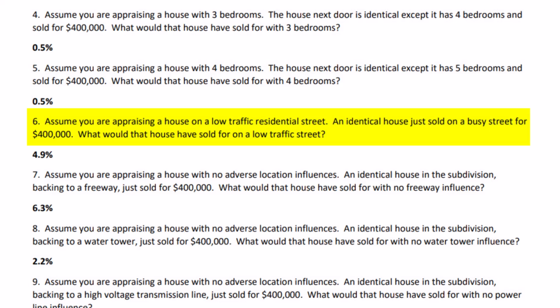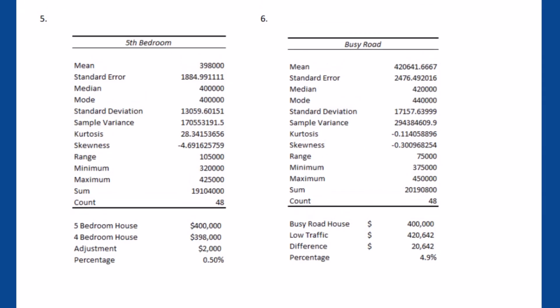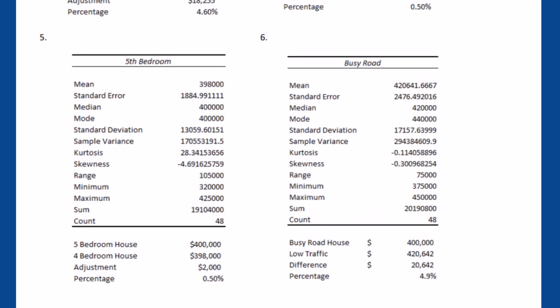The mean of all responses is used to report a percentage. Scroll down to the statistics for question 6. The mean of all responses was $420,642. The median response was $420,000. The most frequent answer was $440,000. 48 appraisers answered the question.